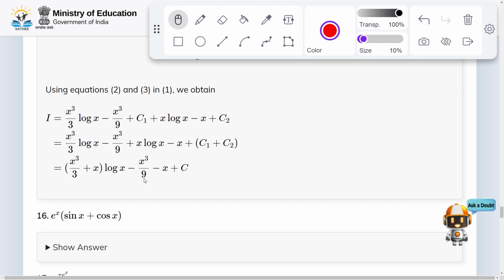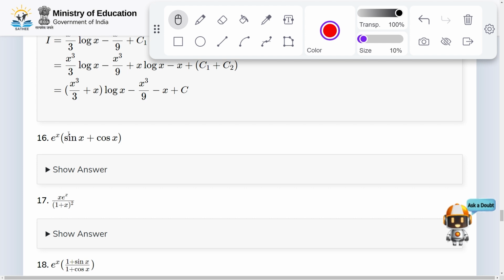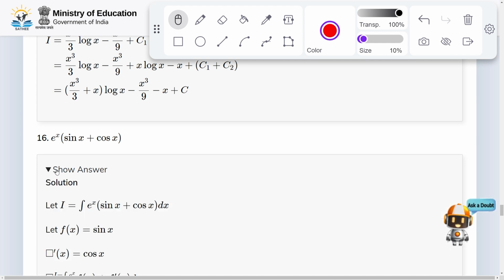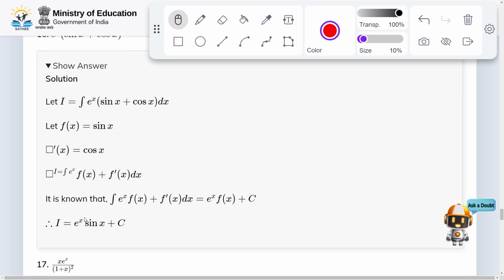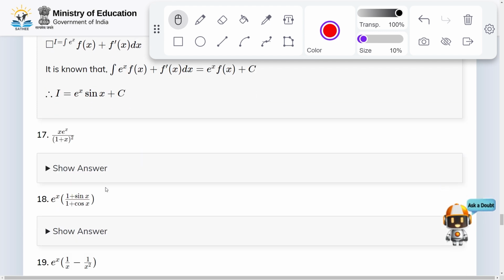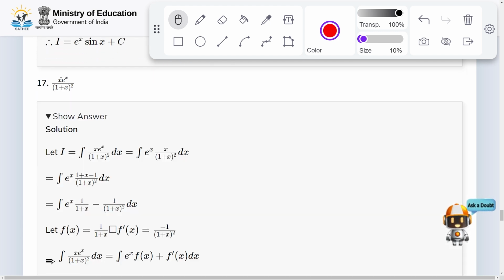Okay. Now the 16th problem. The 16th problem says e^x (sin x plus cos x). As you can see, this is of the form e^x (f(x) plus f prime(x)). The derivative of sin x is cos x. So your final answer will be e^x sin x plus some constant. Now the next one: you have to form it like the integration of e^x multiplied by (f(x) plus f prime(x)).